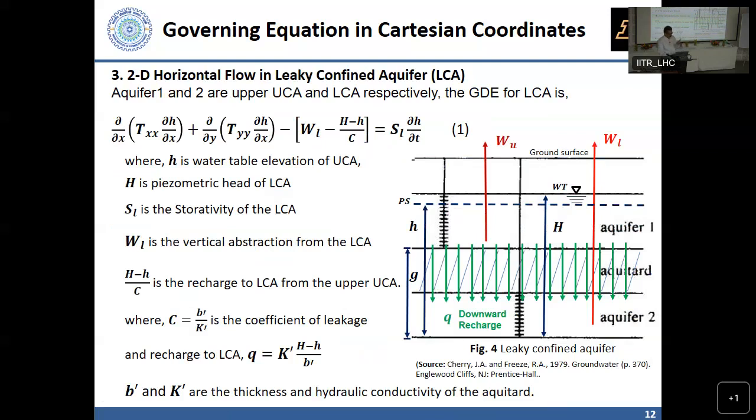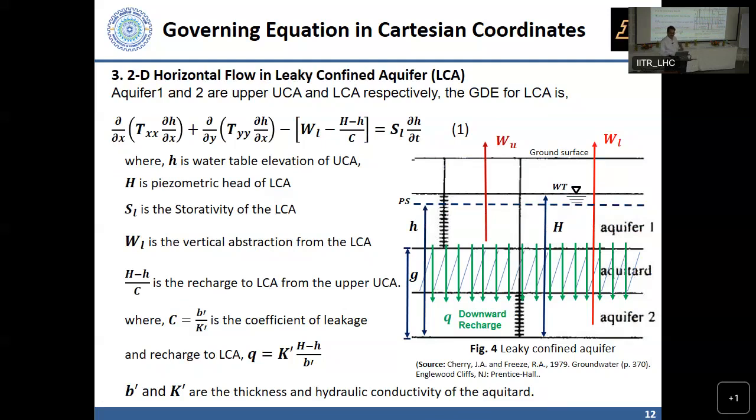In this particular figure, you will notice that capital H is larger than small h, which means the piezometric head on the other side of this aquitard is more than what it is in the main aquifer. So we expect leakage to be occurring into the main aquifer. And of course we have to be given properties of the main aquifer, like its transmissivity and its storativity. So S sub L is the storativity of the lower confined aquifer. T sub xx, T sub yy are transmissivities.